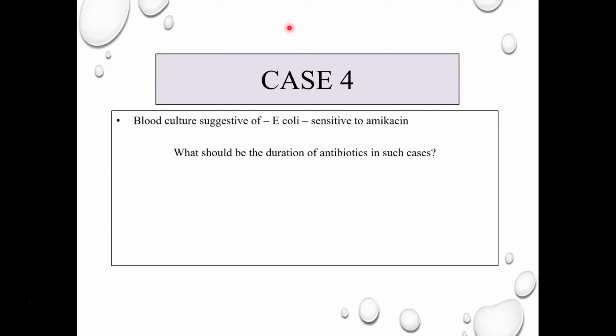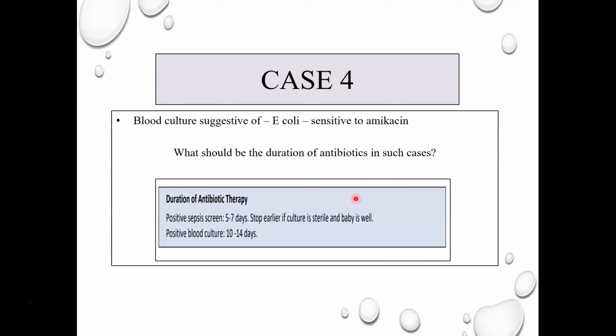So what is the duration of antibiotics for this baby? Okay, Dr. Shobha, 14 days. 14 days. Very good. Excellent. So the duration of antibiotics in this baby will be 14 days because culture is positive for E. coli. Gram-negative infection we treat for 2 weeks, right?